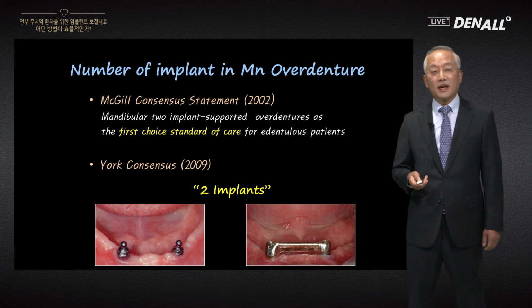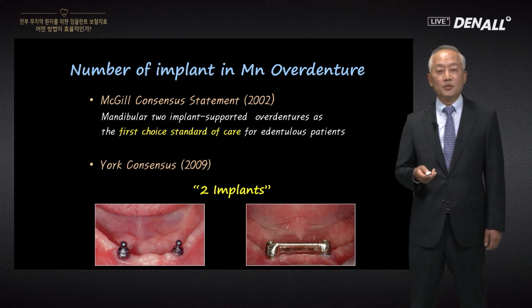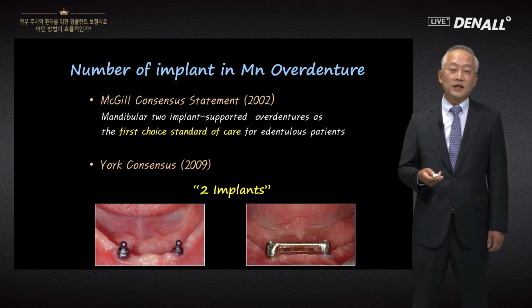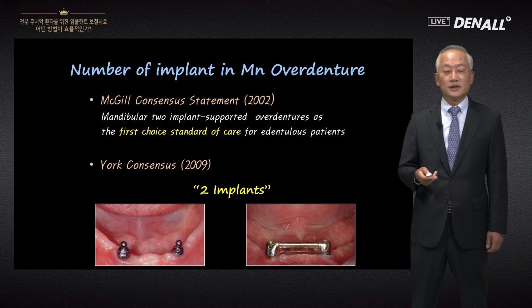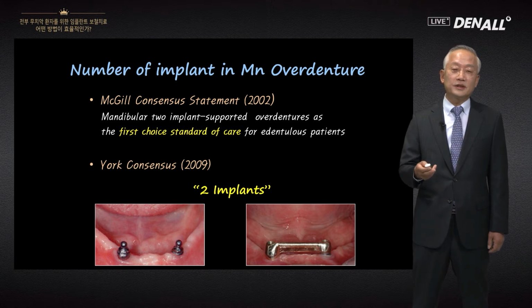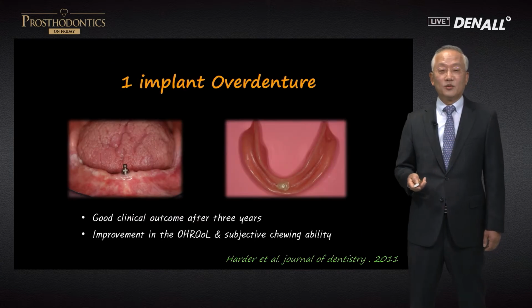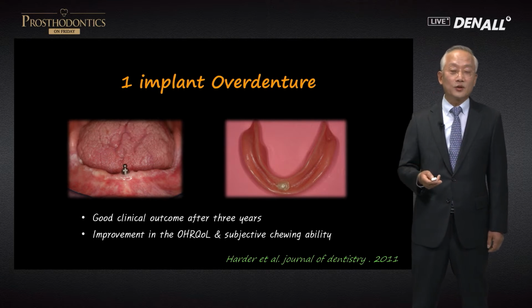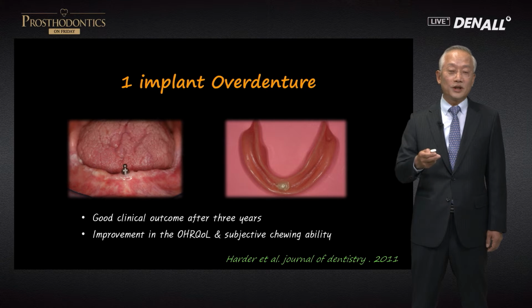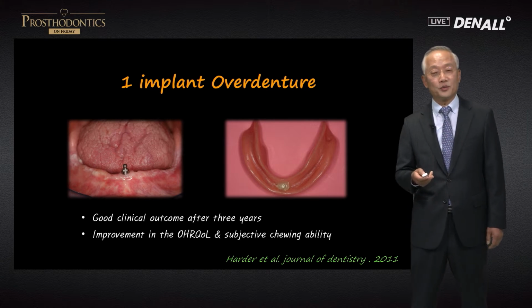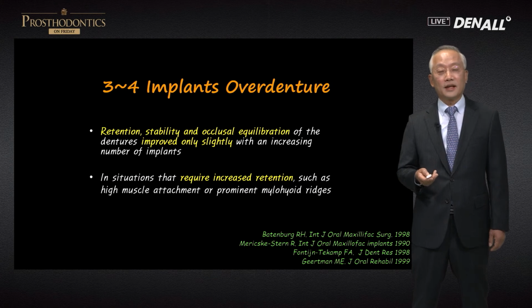In lower, how many implants should be placed? In McGill consensus and York consensus, 2 implant-supported overdenture is the first choice standard of care for edentulous patients. First choice is to use overdenture using 2 implants, and you are already fully aware of this. Next is 1 implant overdenture. A lot of literature introduces this, and it does have somewhat good success rate and patient satisfaction rate.